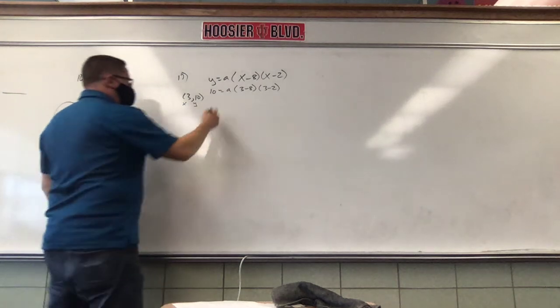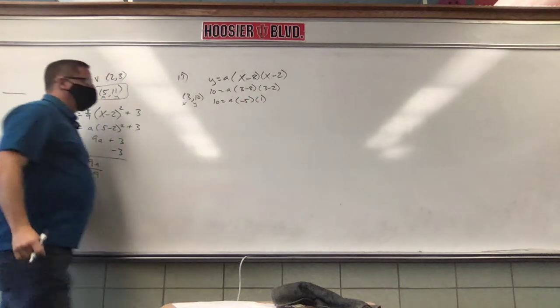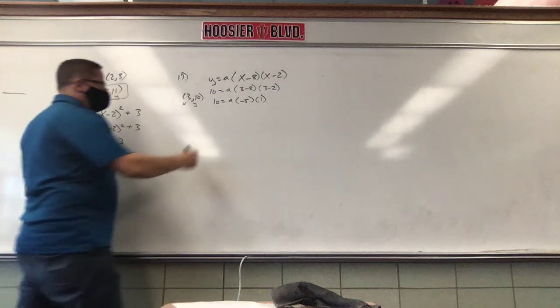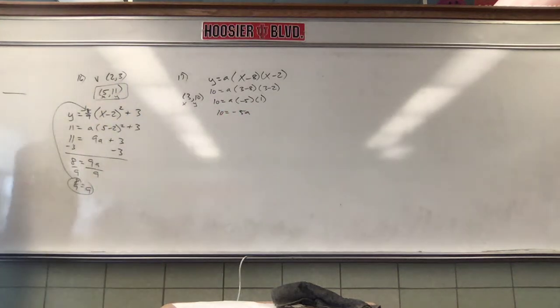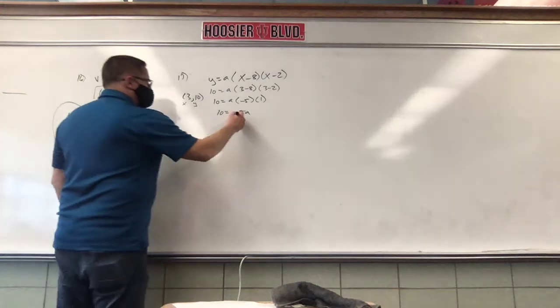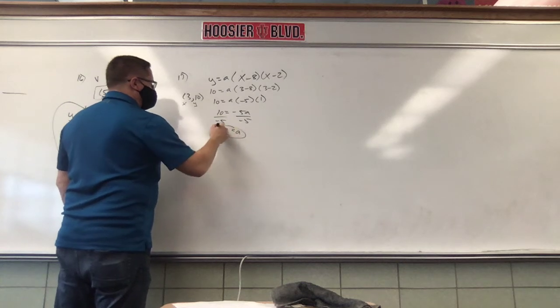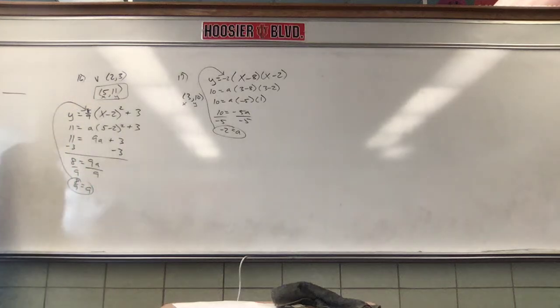So 10 equals a times negative 5 times 1. And negative 5 times 1 is negative 5. 10 equals negative 5a. We just took 1 times negative 5, that's negative 5, times a is negative 5a. Divide by negative 5. a is 10 divided by negative 5, which is negative 2. So y equals negative 2 times x minus 8 times x minus 2.